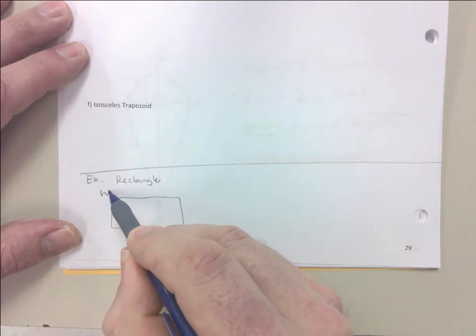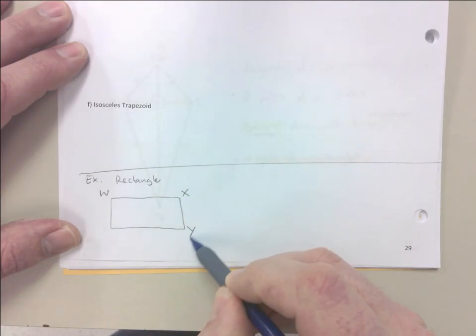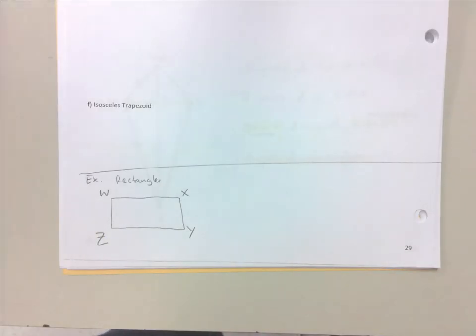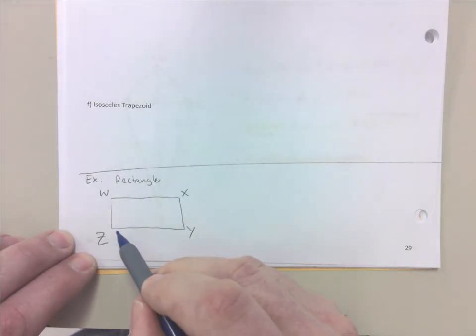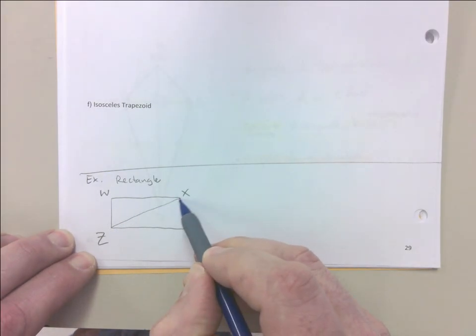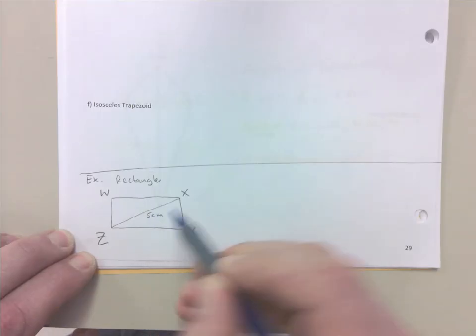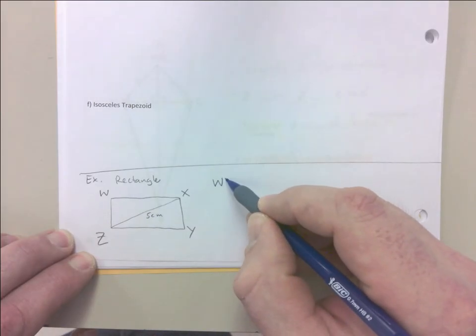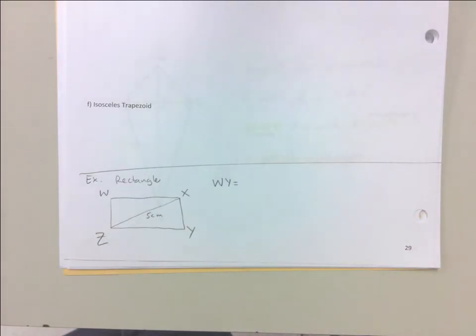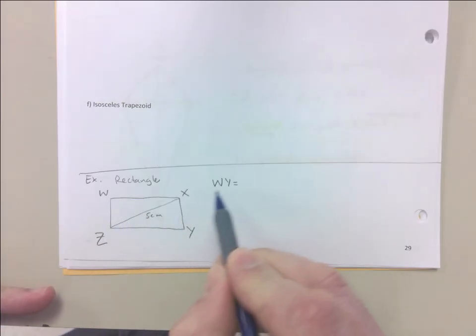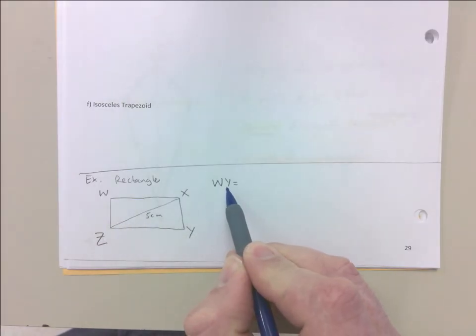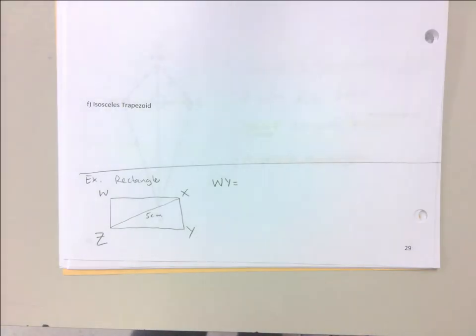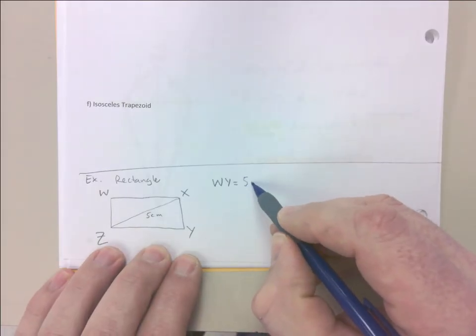And they show you that that's 5 centimeters. And then they'll ask you, what is WY? Like, what is that distance between those 2 points? If you have 2 letters, it's just basically the distance between the 2 points. You should know that it's just 5 centimeters, that's it.